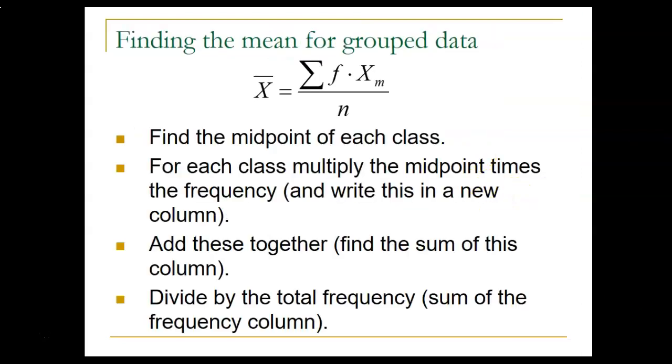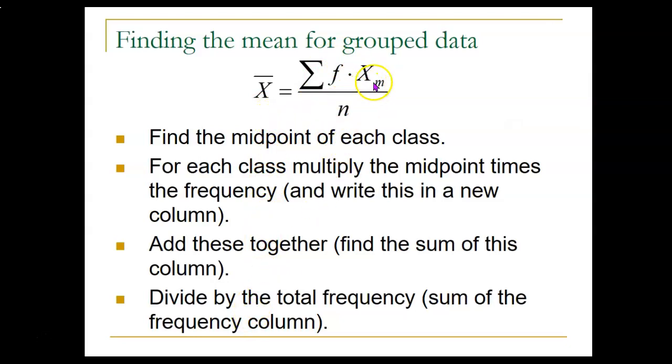Now let's talk about if you've got grouped data. You've got a grouped frequency distribution like we were talking about in section 2.1, where you got the classes with the class limits and the frequencies and all that good stuff. Here's how you would calculate the mean. This is the formula, but this is what it translates into.